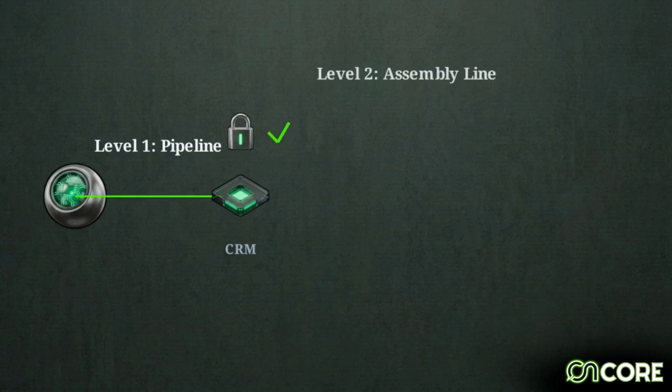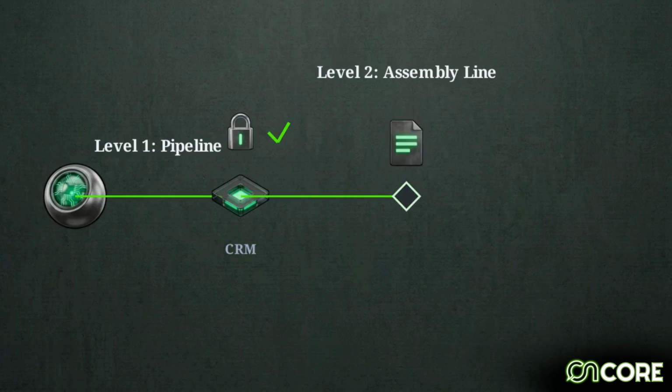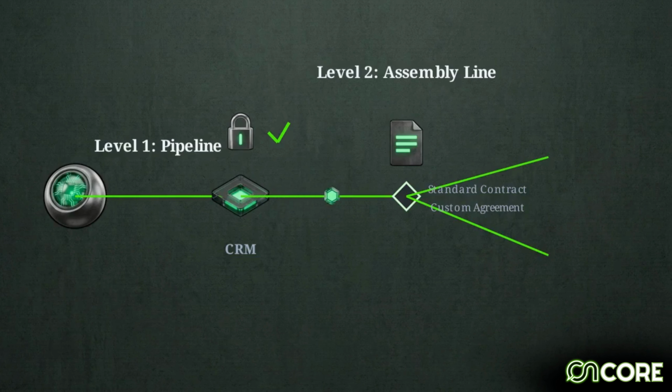Next, the task enters the assembly line. This is where the AI evaluates conditions and makes decisions on the fly. The AI checks to see if this specific client requires a standard contract or a custom agreement. It reads the details, makes the choice, and routes the work down the correct path automatically.